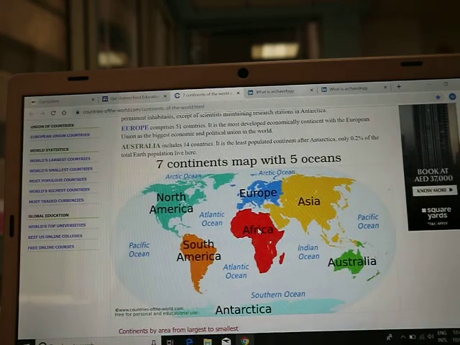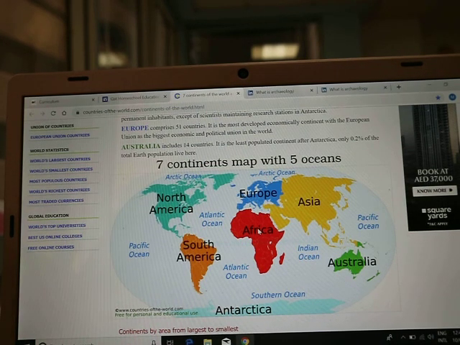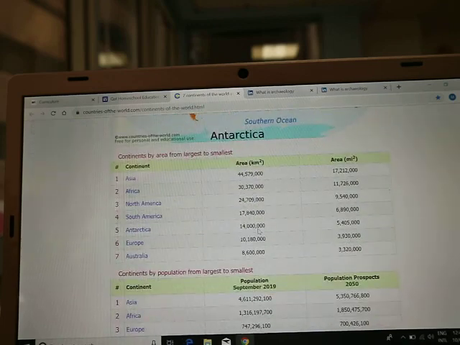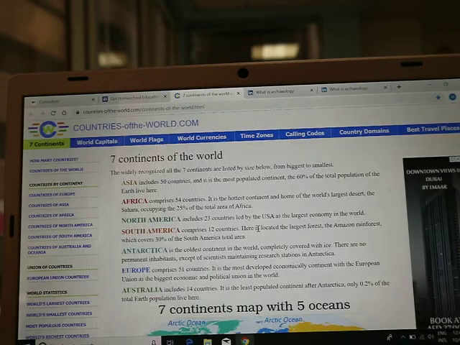And what are the 5 oceans? First is the Pacific Ocean, the Atlantic Ocean, the Arctic Ocean, the Indian Ocean, and the Southern Ocean. What are the 5 oceans? Pacific Ocean, Arctic Ocean, Atlantic Ocean, Southern Ocean, Indian Ocean. So just remember that one. And also read here, okay?